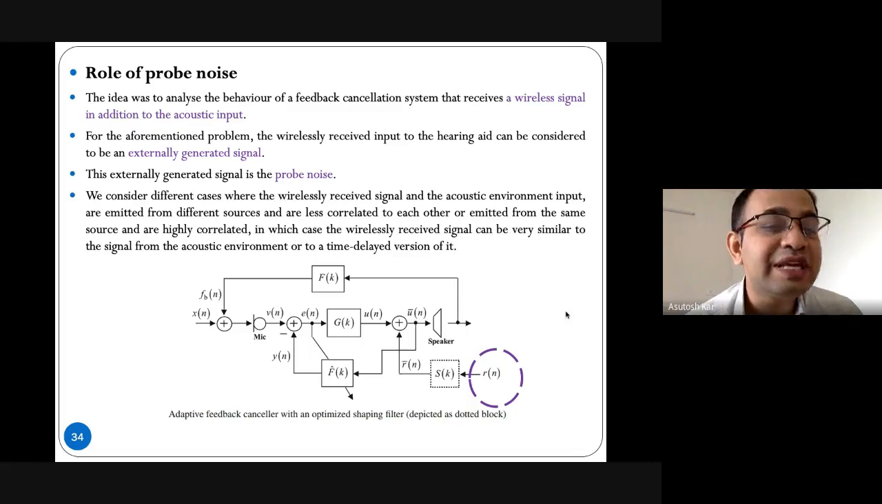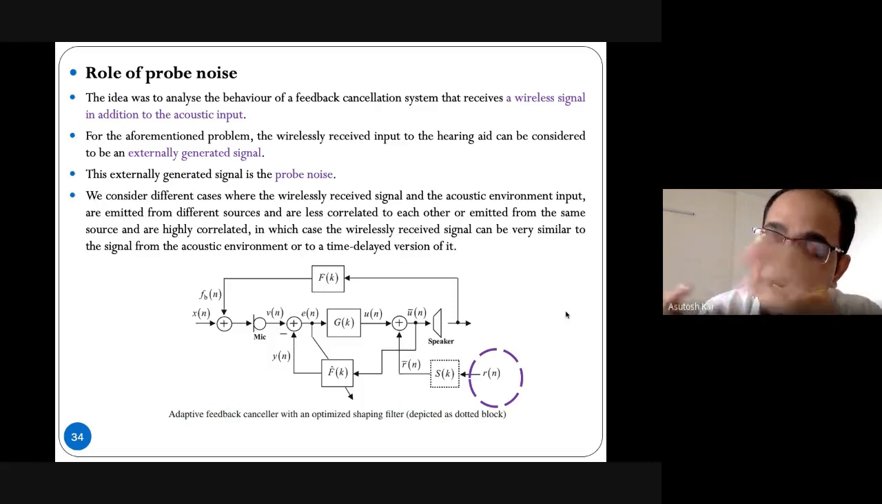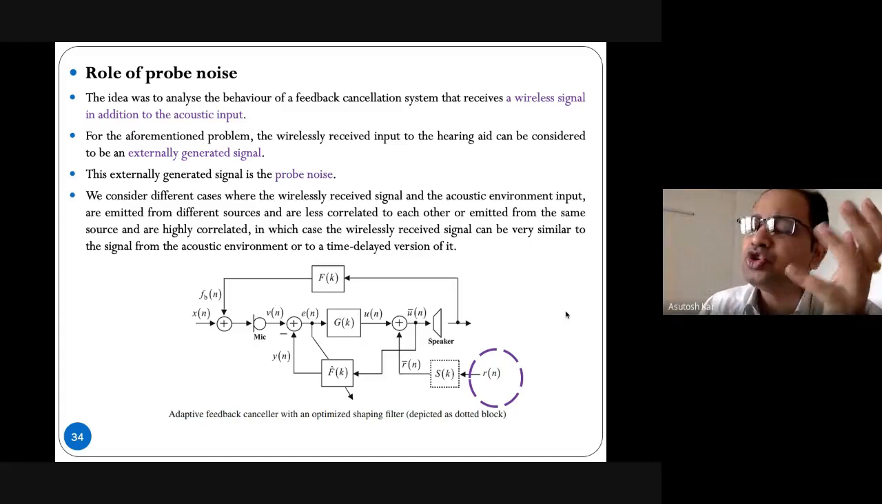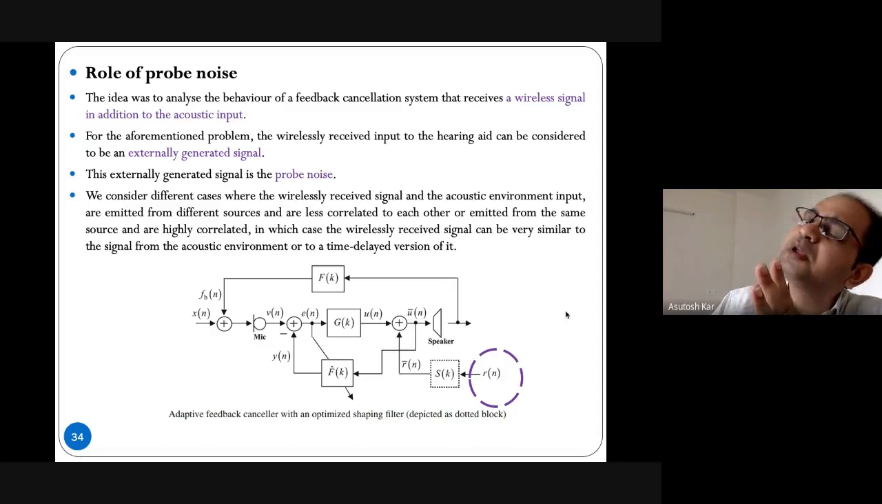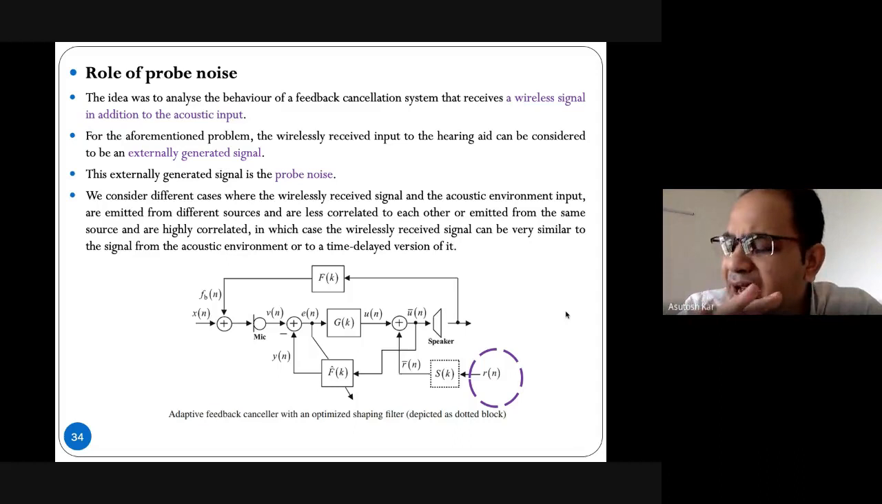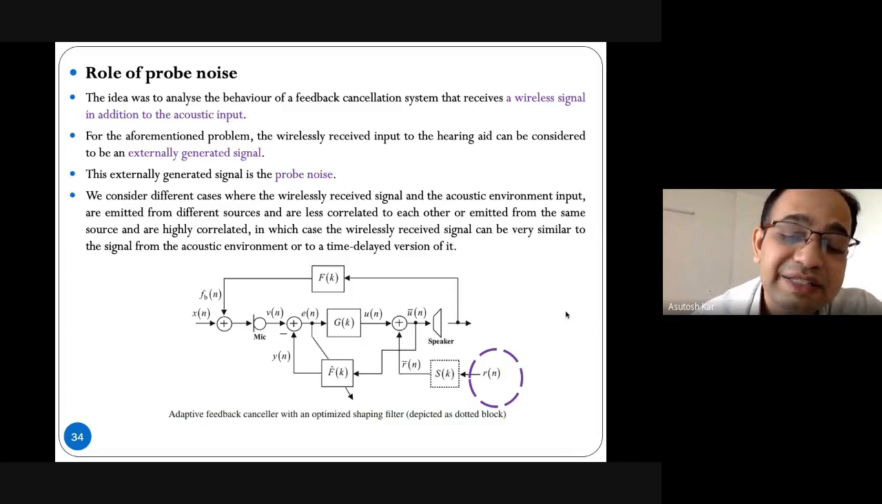And we consider different cases where the wirelessly received signal and the probe signal are received at some point in time at a particular input. We decided that rather than going for another entire processing, we will address this with the same processor and the same technique which is available with us, rather than making it more complex. So we considered the probe, rather than being a white signal, as an externally generated signal. All right. What is the next step we did?